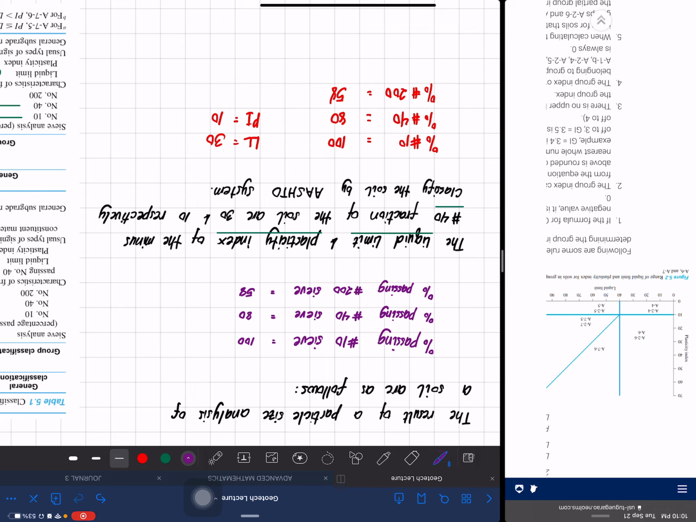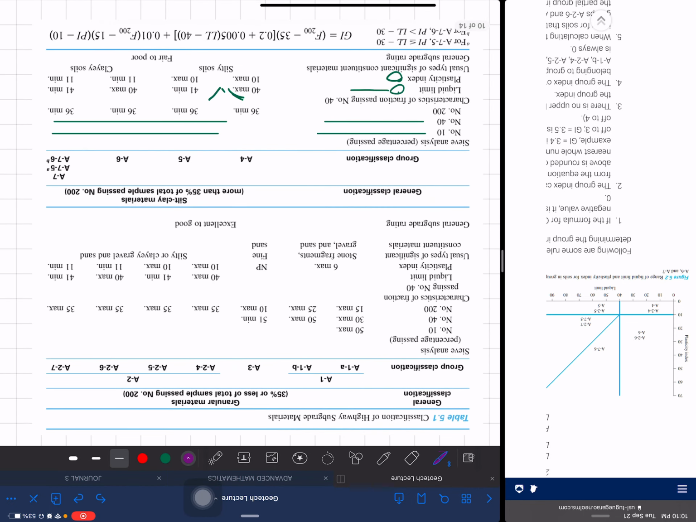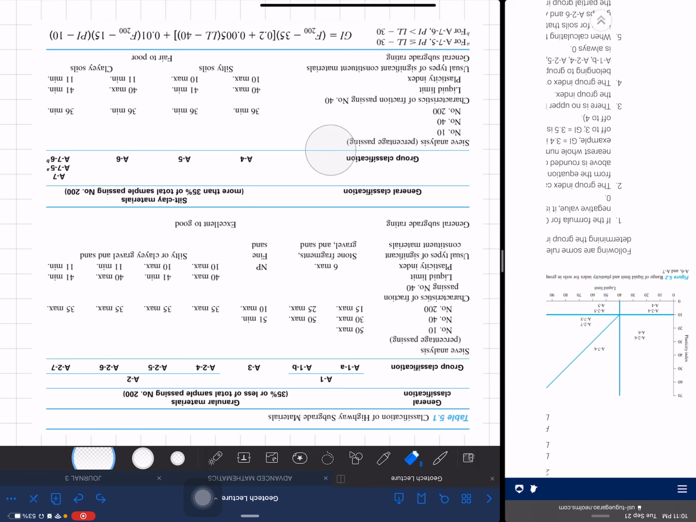Okay, excuse me. So, ito siya. The percent passing at number 200 sieve is 58. Now, let's classify kung saan siya magfo-fall. I believe it will fall under silty clay materials because it states there that more than 35% of the total sample is passing number 200. And the number 200 sieve actually has 58% passing. So, magfo-fall siya dito sa ating silty clay materials.